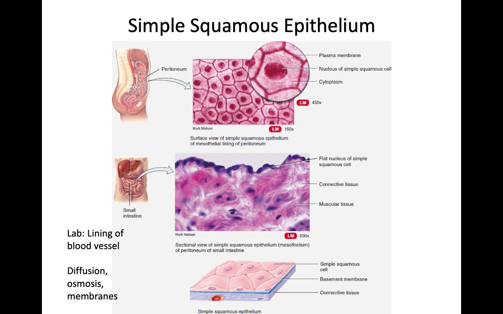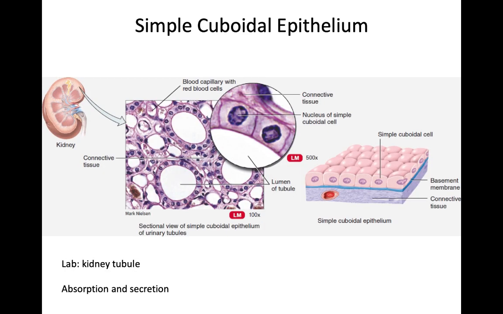A tissue that contains flat, very thin cells that are one layer thick is called simple squamous epithelium. Simple squamous epithelium functions in diffusion and osmosis. An example of where you'd find this tissue would be lining the inside of the small intestine or lining the blood vessels. Simple cuboidal epithelium is one layer thick, and the cells are as wide as they are tall. These cells function in absorption and secretion. You would find them lining the kidney tubules.